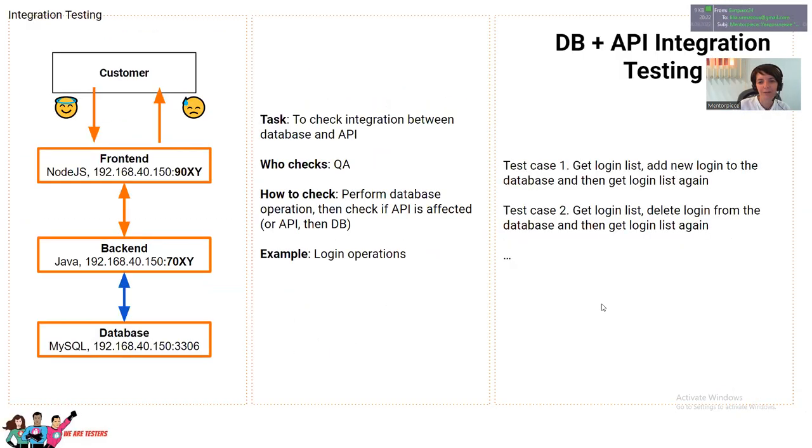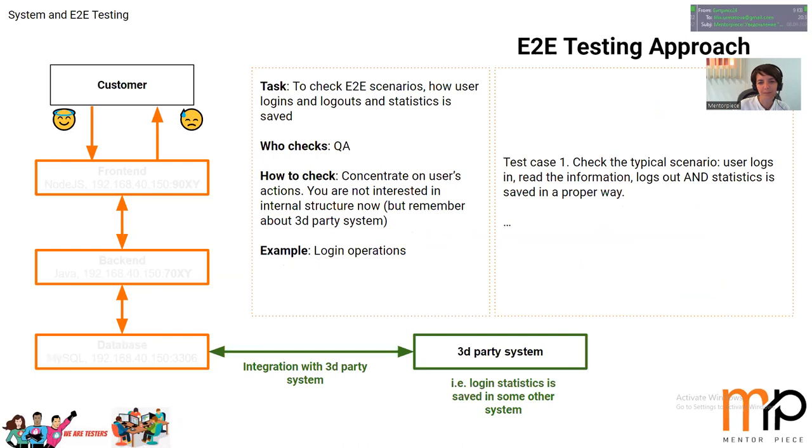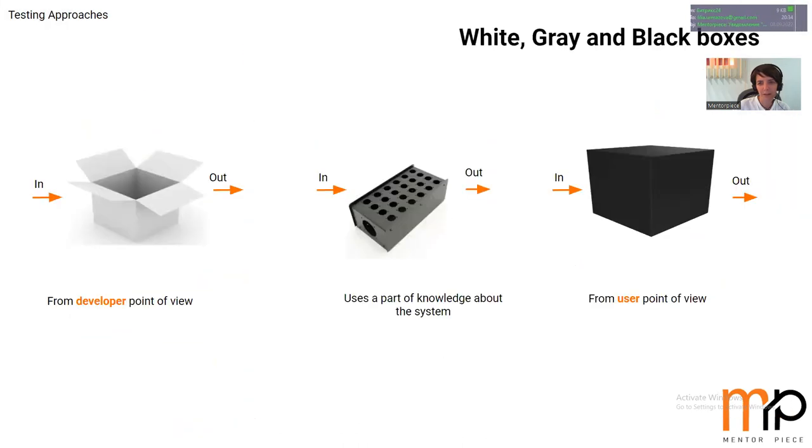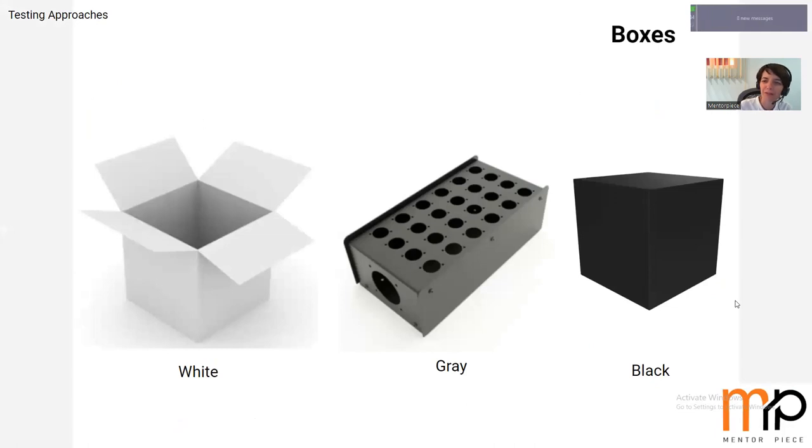So let's go a bit further. And we have only one topic for today. And we will go to the weekend. Testing approaches, the three types of boxes: white, gray, and black box. Who knows something about these three boxes? What is it? What is it about?